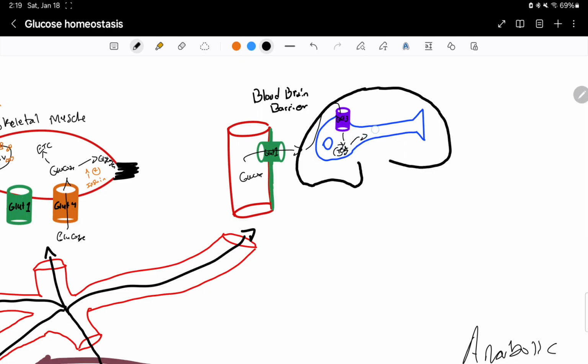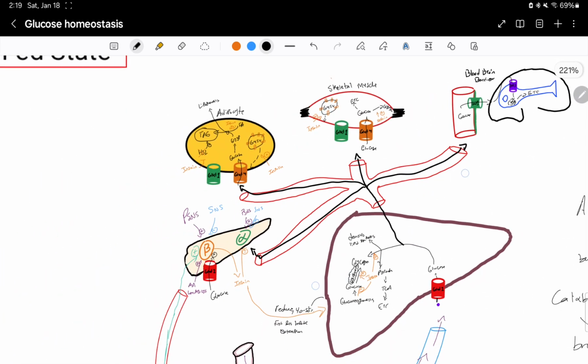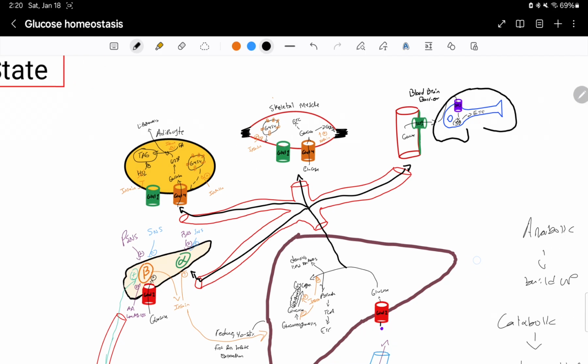TCA cycle and then ETC. Okay, cool. The main parts here were just these skeletal muscle and the adipocyte.